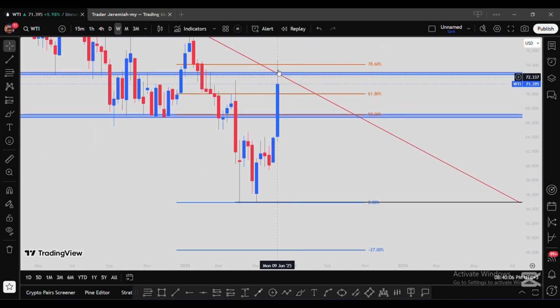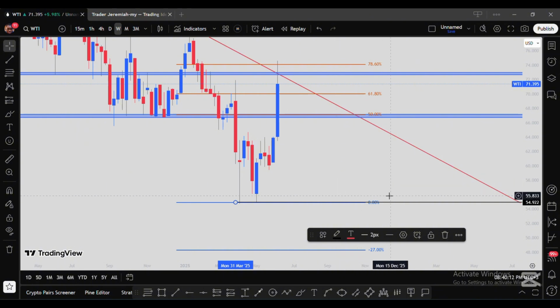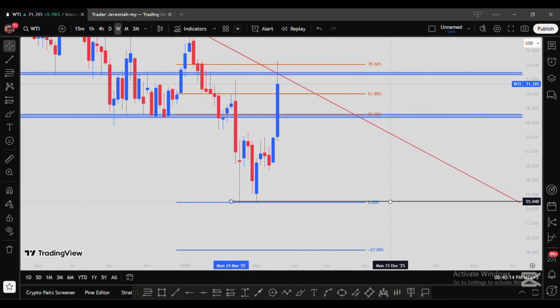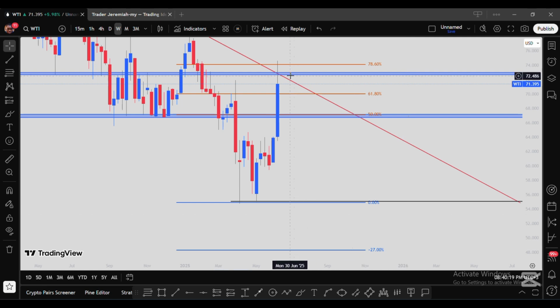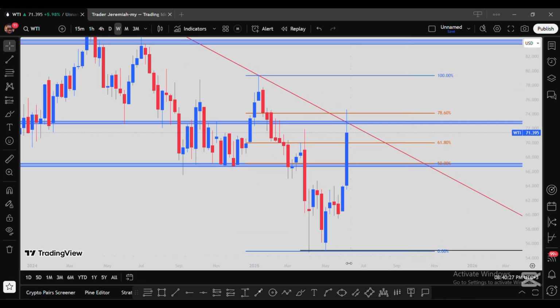If price gets rejected from here and continues heading lower, then I'll be expecting price to continue heading lower back into around $55 per barrel. That's where I'm expecting crude oil to go. I'm expecting price to be rejected from here and continue heading back to the downside and get into this black line, around $55 per barrel. That's where I'm expecting crude oil to get to.